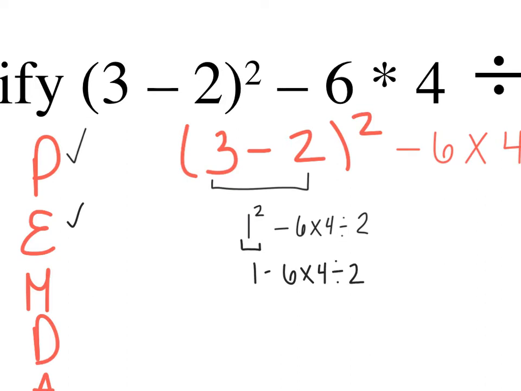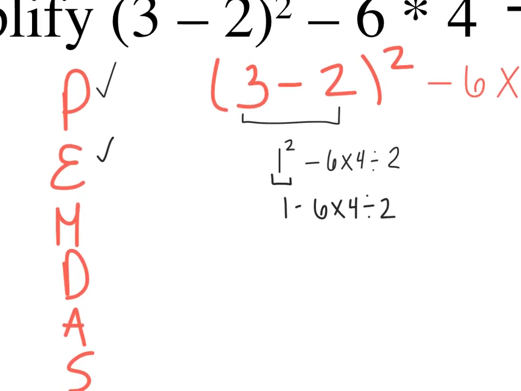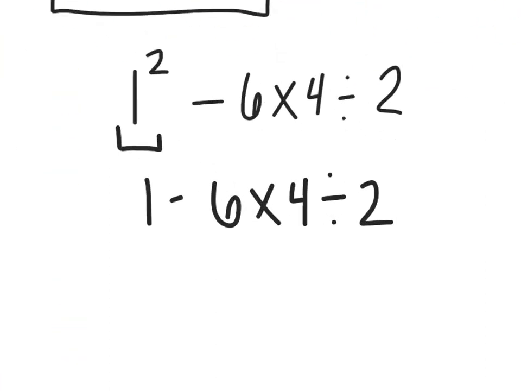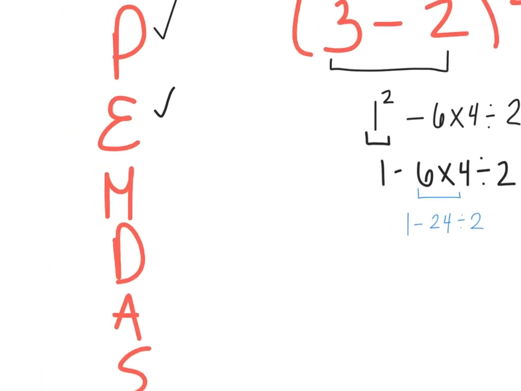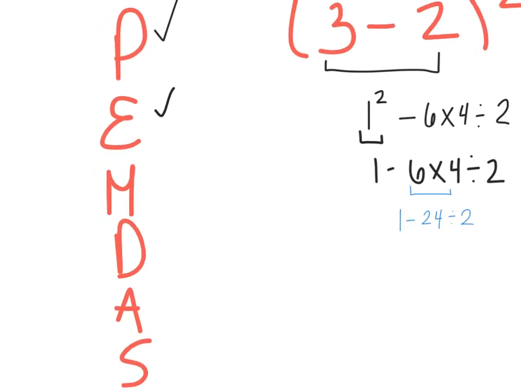Okay? Now I go to the next layer. I have to ask myself, do I have multiplication or division? I do. I have my multiplication first. So I'm now going to do 6 times 4, which is 24. So I have 1 minus 24 divided by 2. And the reason why it's a minus 24 is because that 6 was negative. I now ask myself, do I have division? And yes, I do. I have 24 divided by 2.